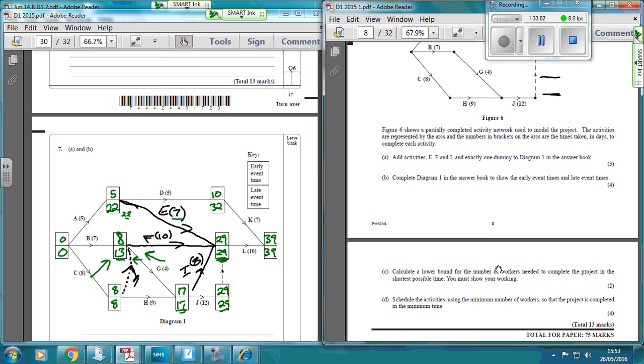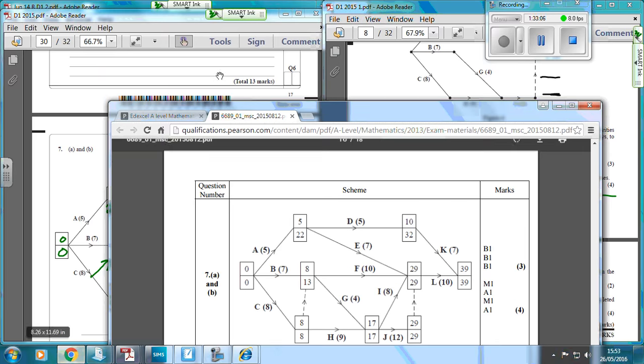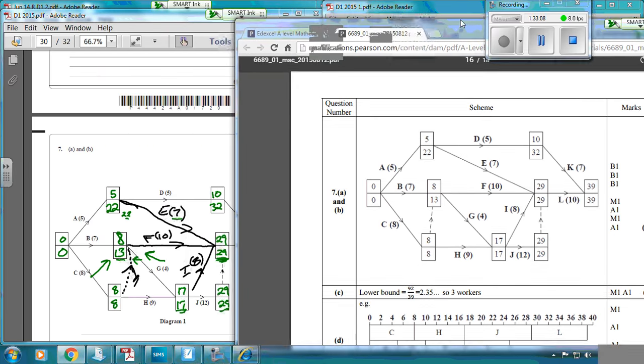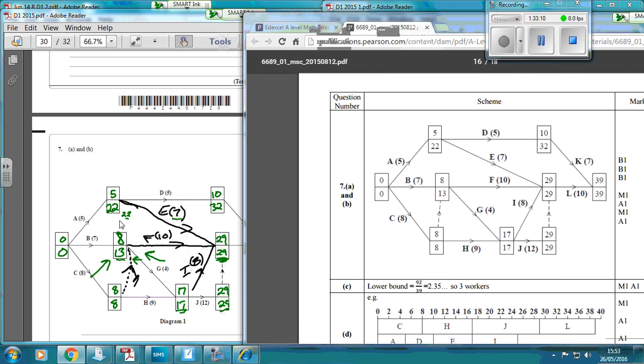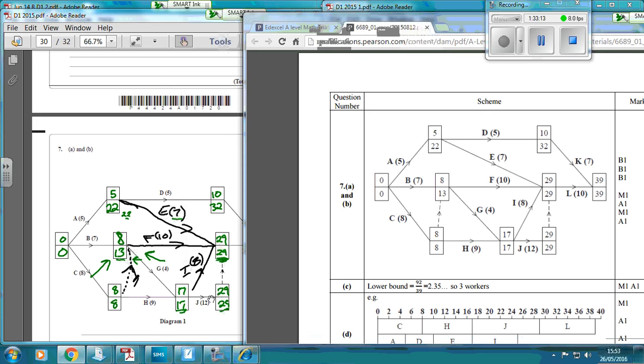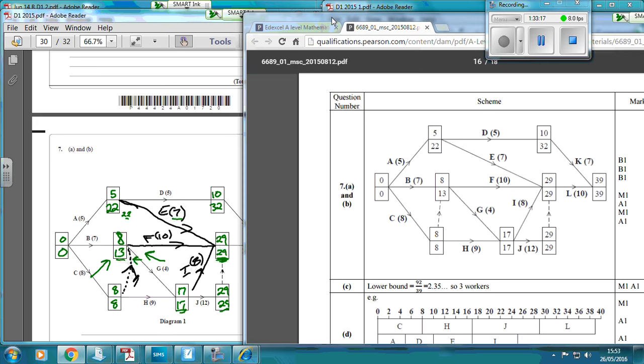So there we go, the completed diagram for early and late times. So if we just check that: 5:22, 8:13, 8:8, 17:17, 29:29, 29:29, 10:32, and of course the 39:39.